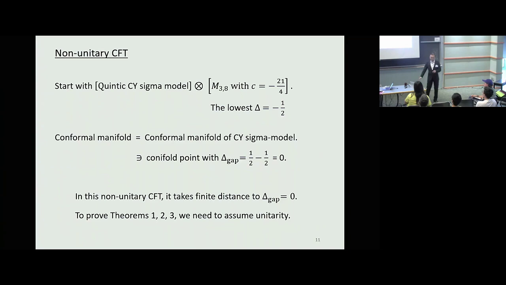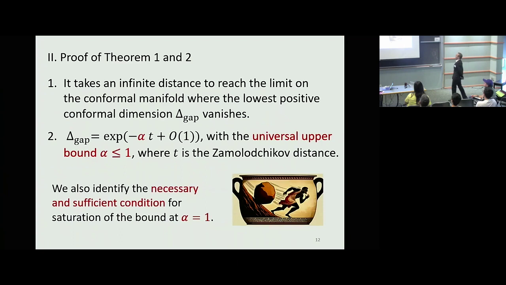Okay, so now I'd like to present the proof of these two statements. I'd like to remind you of these proofs and the theorems. Namely, the first statement I would like to show is that it takes an infinite distance to reach the limit on the conformal manifold where the lowest positive conformal dimension vanishes. And the second statement is that it decays exponentially.